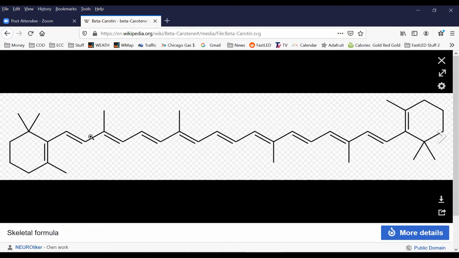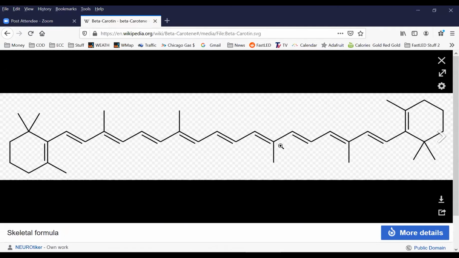Every bend in a line is a carbon. Every end in a line is a carbon. Like these are methyl groups. Here we have a ring. Here we have another ring. Notice all these carbons, and each 2 lines is a double bond. And beta carotene has a lot of double bonds.